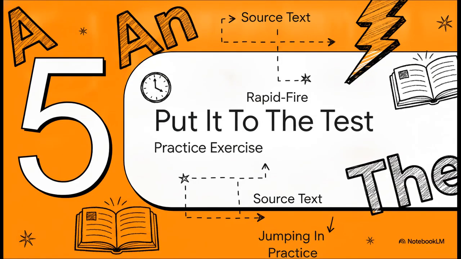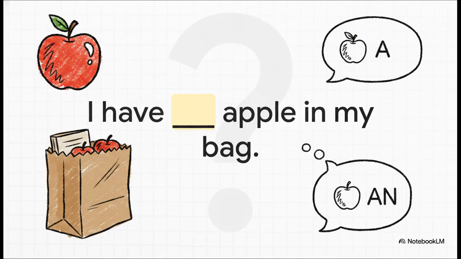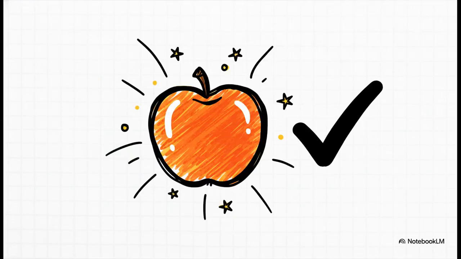All right, part five, it's time to put it to the test. Since you've got the rules down perfectly now, let's jump straight into a rapid-fire practice. First challenge, I have blank apple in my bag. Take a second, what's the invisible article here? If you guessed an, you absolutely nailed it. It's an apple, purely because the word apple clearly starts with a vowel sound.